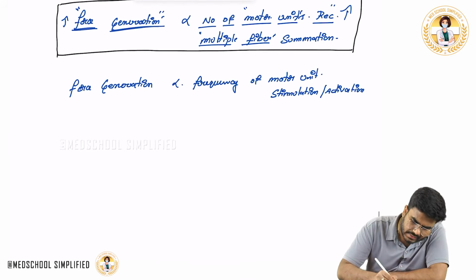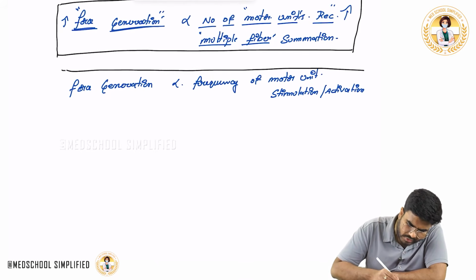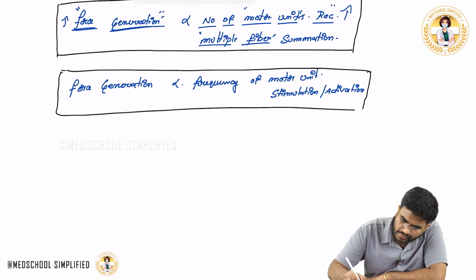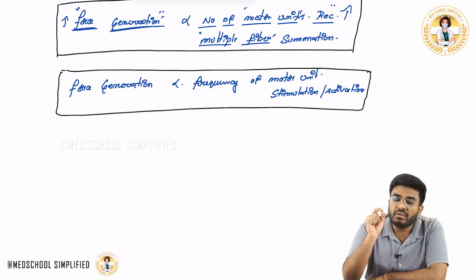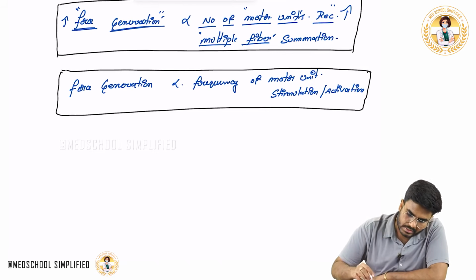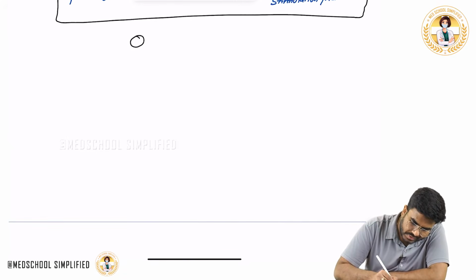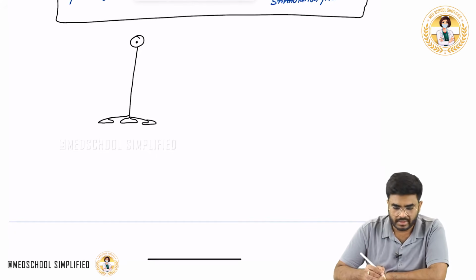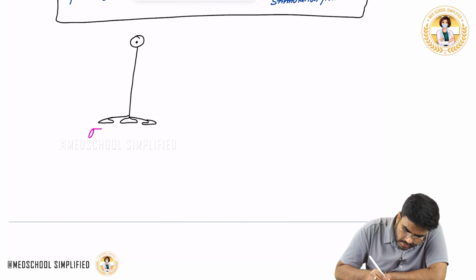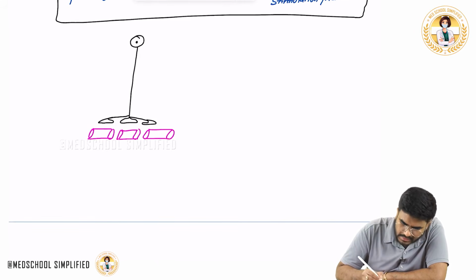So what exactly is this? How is the force generated dependent on the frequency? Frequency means how rapidly, how frequently you are stimulating this motor unit. For example, this is the motor neuron coming like this, and here is a nerve terminal with 3 axon knobs. These 3 axon knobs are innervating different muscle fibers within the skeletal muscle.